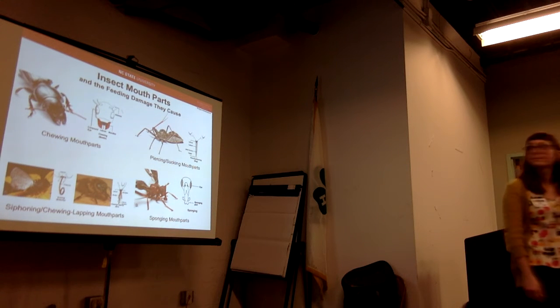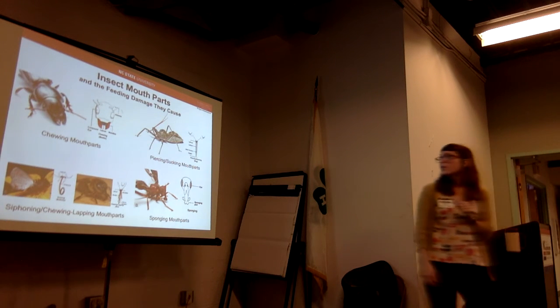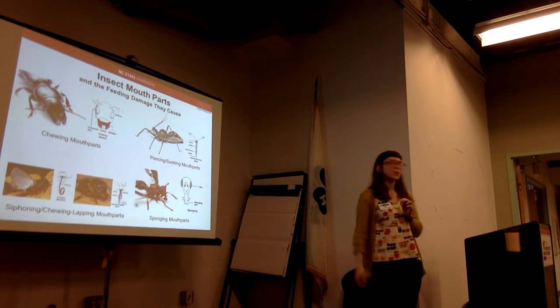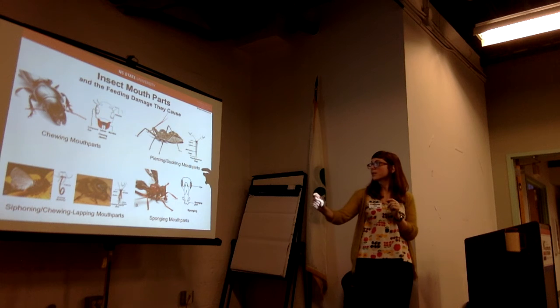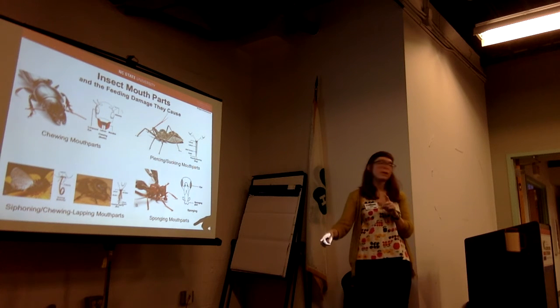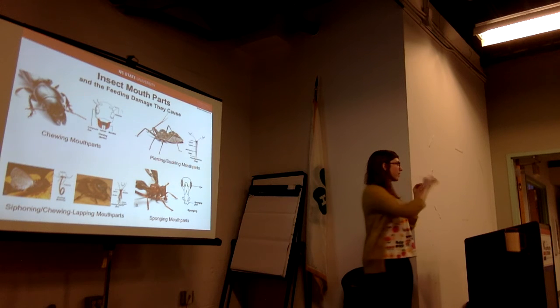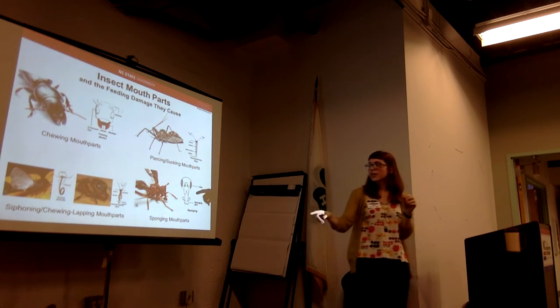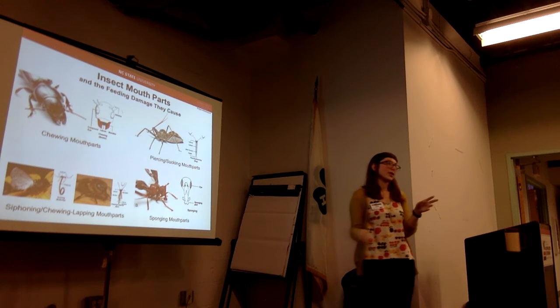This is where it gets important: insect mouthparts. In terms of damage causing, we have two major ones we're concerned about: chewing and piercing or sucking. There are also insects with sponging mouthparts, like your flies, that go around doing this thing all the time. And also siphoning or chewing/lapping mouthparts.